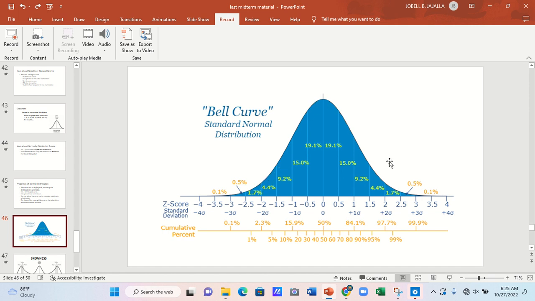So, makita nato siya, symmetrical siya, pantay siya, left and right. Wala siya nahiyang. Okay, and mao ni siya ang mga mean, 19.1, 19.1, 15.0%. Ay, dili siya mean, percentage diay siya.